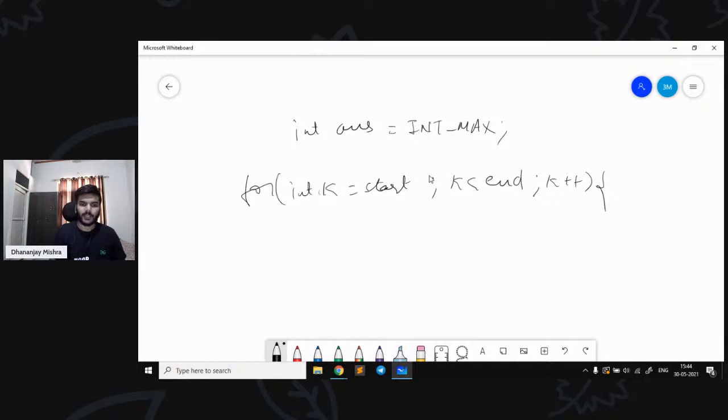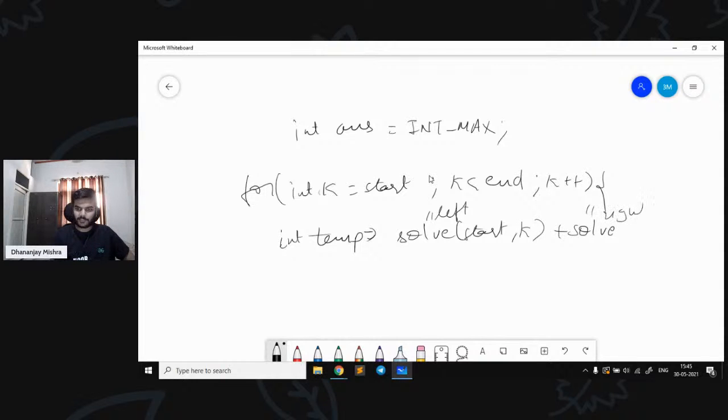That's it. And we'll have a temporary variable to store the temporary answers, or temporary cost, for each partition. So this is for our left partition, right? In the left part, we will have start the same for that range, and end will be shifted to k. For the right part, our start will change to k plus 1 and end will be as it is.